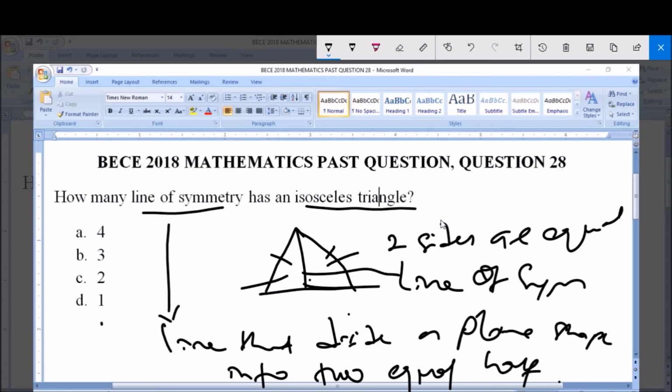So for an isosceles triangle, we have only what? One line of symmetry, and that is what? D. So D is our answer, 1.